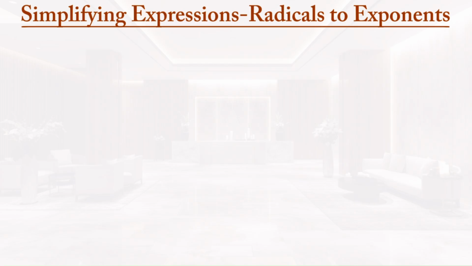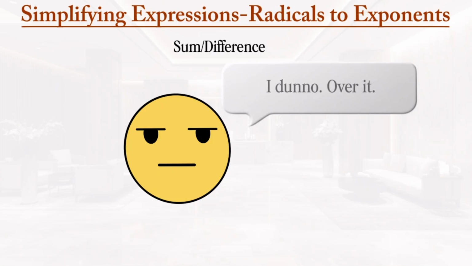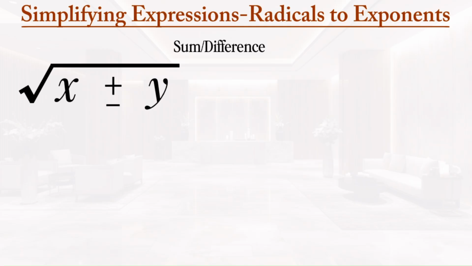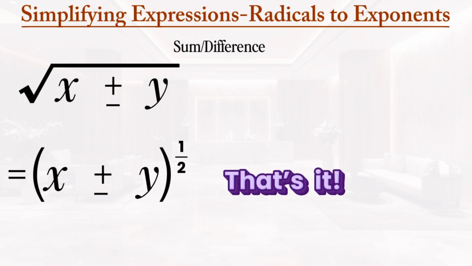Now, some of you might be wondering, what happens if the subject is two values being added or subtracted? Then what? Let's say we have the square root of x plus y or the square root of x minus y. The square root of x plus or minus y can be written as x plus or minus y to the power of 1 over 2. But that's it. Nothing more can be done.